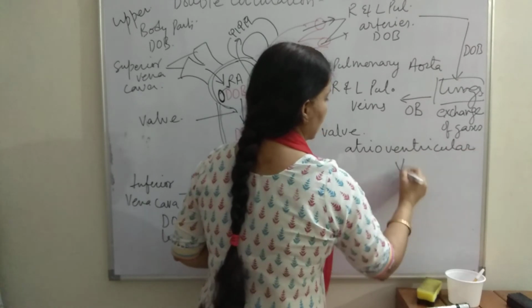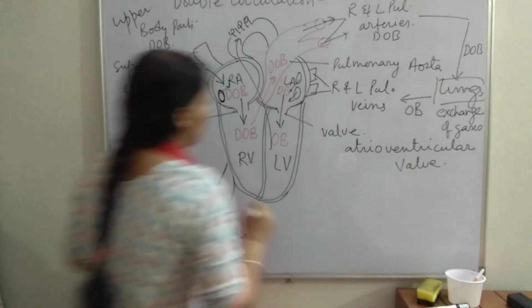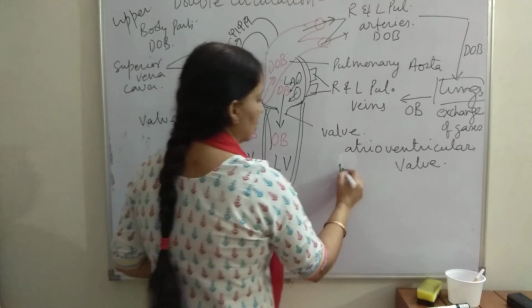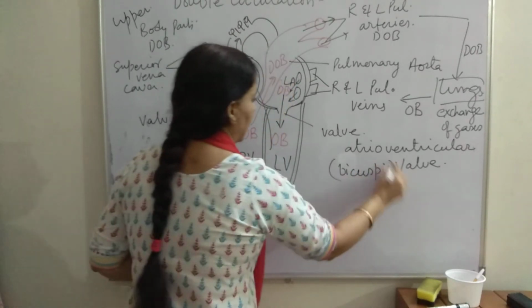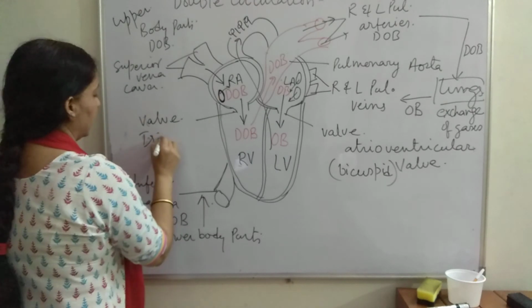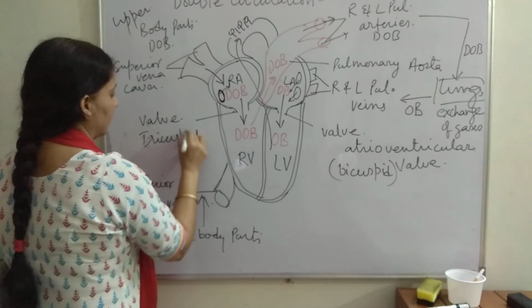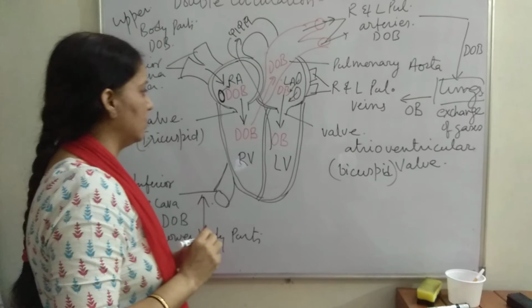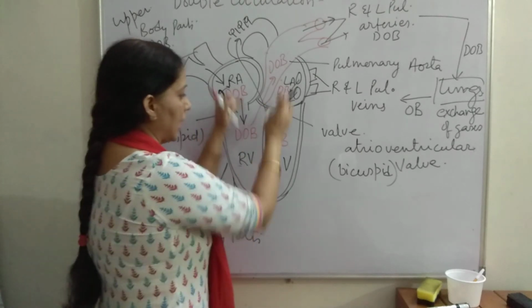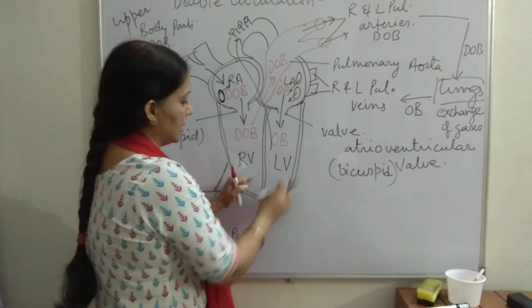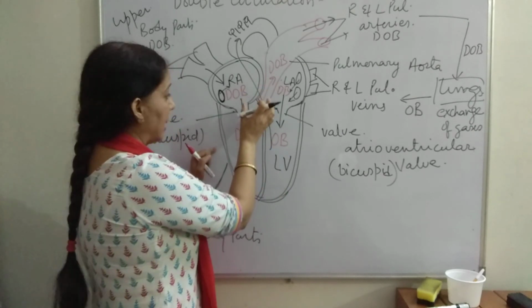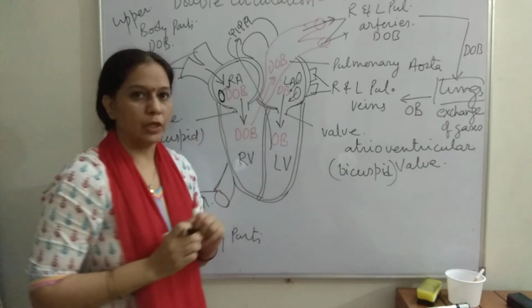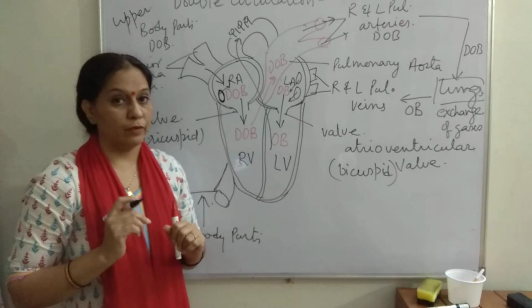Atrioventricular valve. Fine. This one and this one. It is also called bicuspid valve, and it is also called tricuspid valve. These are the other names of these valves. Now when blood comes with pressure in the ventricles, it strikes the wall of the ventricle and tries to flow backward. At that time, these valves get closed because they prevent backflow of blood.